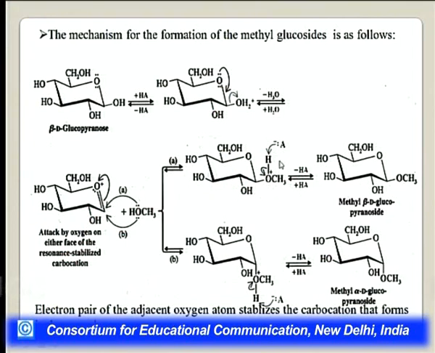You can see this proton gets abstracted by the base. Here also you can see this proton gets abstracted from here. So you will get methyl beta-D-glucopyranoside and methyl alpha-D-glucopyranoside. Hope you understand how the methyl glucosides are formed by the attack of methyl alcohol in the presence of acid. The electron pair of the adjacent oxygen atom, this oxygen, stabilizes the carbocation that forms in this second step. This statement is about this.